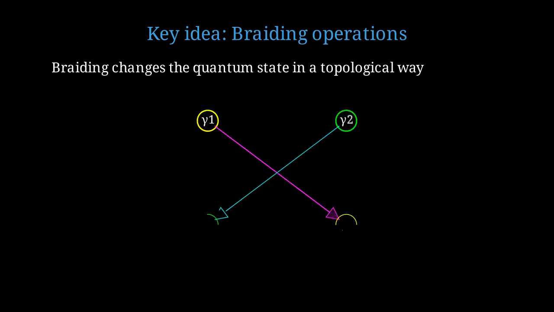Here's a schematic of braiding. You start with gamma 1 on the left and gamma 2 on the right. You move them in a crossing pattern, with gamma 1 going to where gamma 2 was, and vice versa. This braiding operation performs a quantum gate on the encoded qubit.